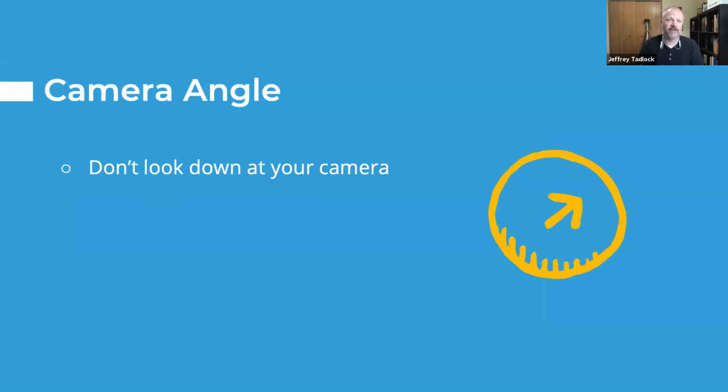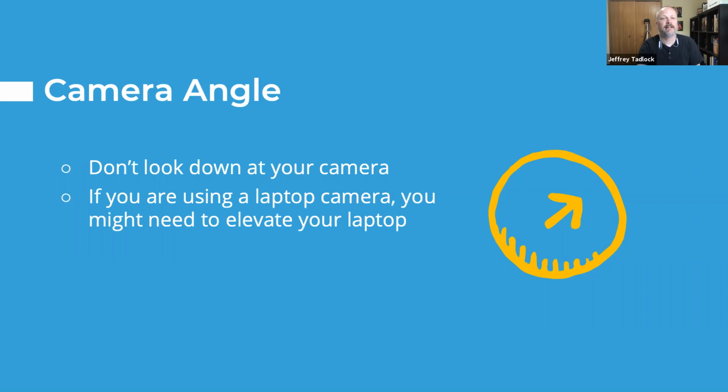Camera angle, don't look down at your camera if you can. A lot of people will put their laptop down on a table, they're up above it and they look down, and it's not a flattering look. It causes some unusual shadows. A lot of people use laptop cameras. I'm using a laptop camera now. I actually have my laptop elevated up, so I'm not looking down at it. I'm able to look more straight at it. I have a little stand for it, but you could put it on a couple books, a box, whatever, but get that camera angle up.